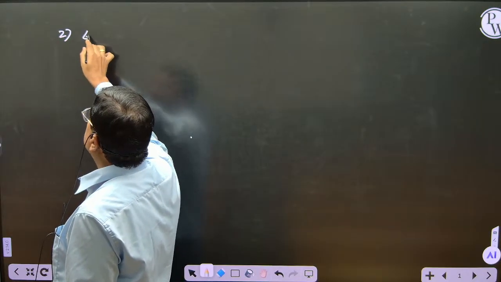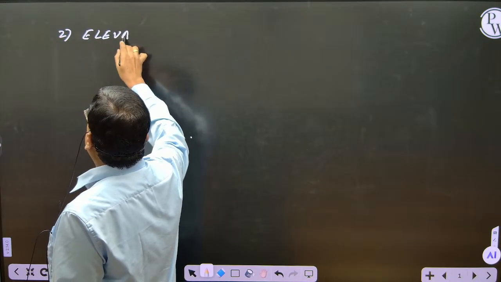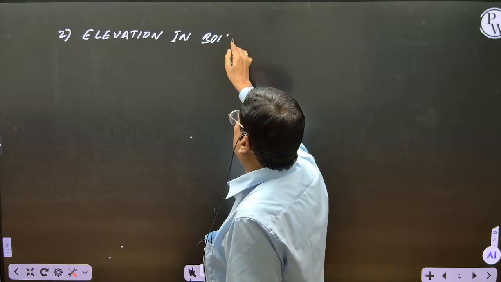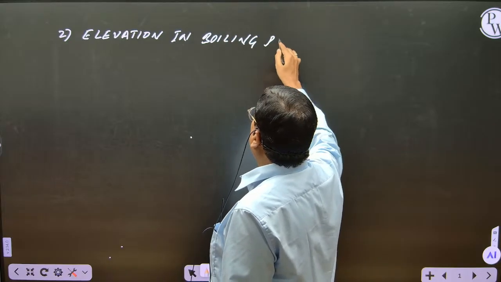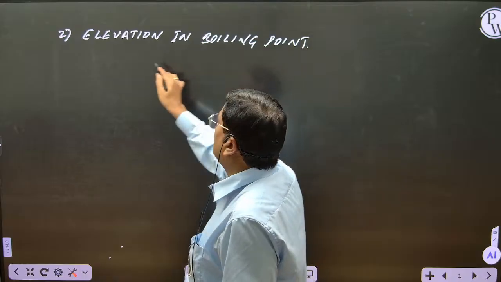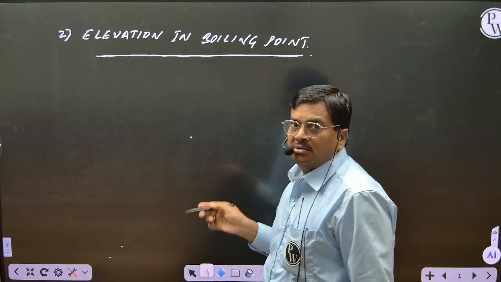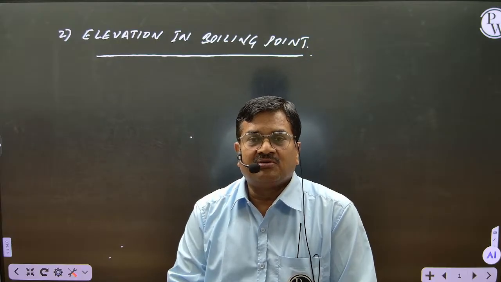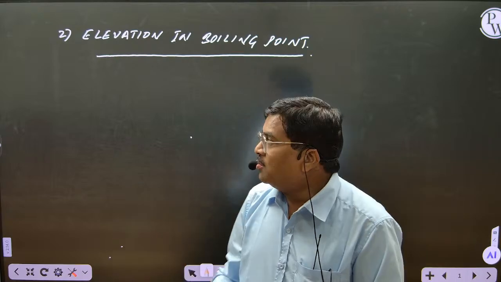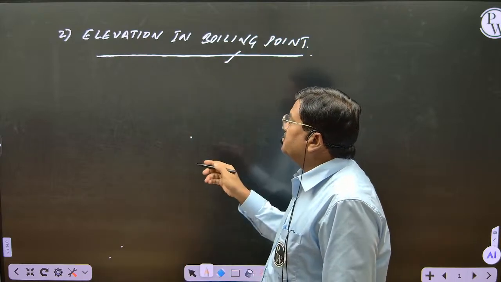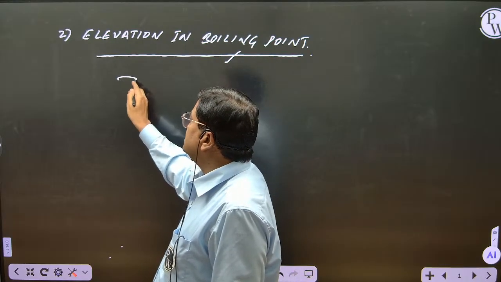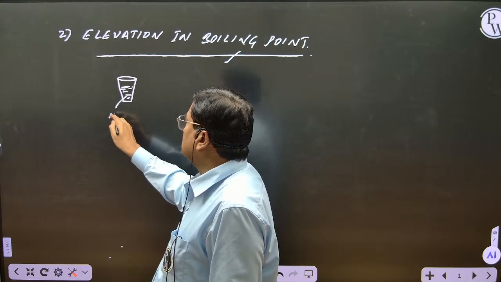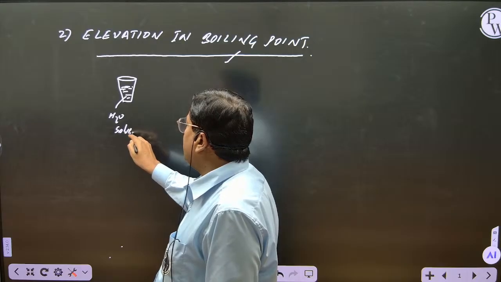Important, elevation in boiling point. Now, boiling point we discussed in the introduction: the temperature at which the vapor pressure of a liquid is equal to 1 atmospheric pressure is called boiling point. Now observe here, in the last class I told you, consider this is the solvent, water I took, and to this I have added solute.